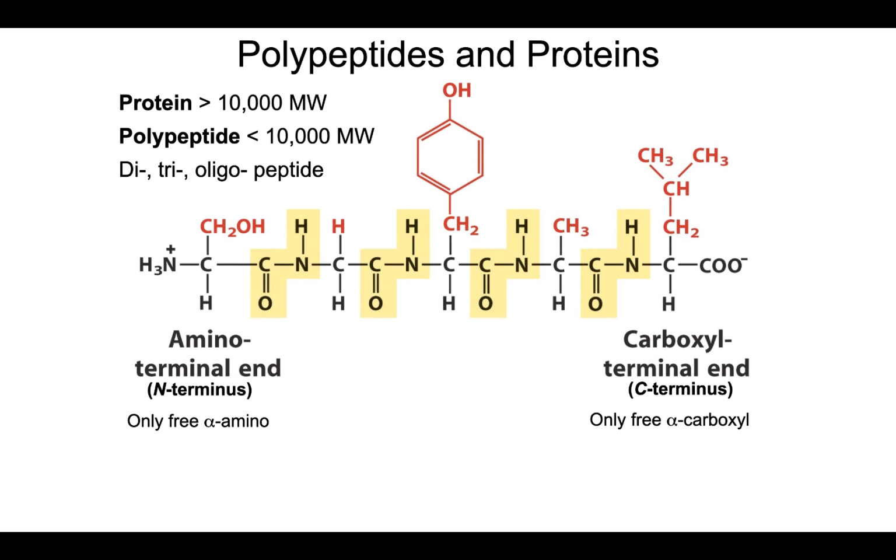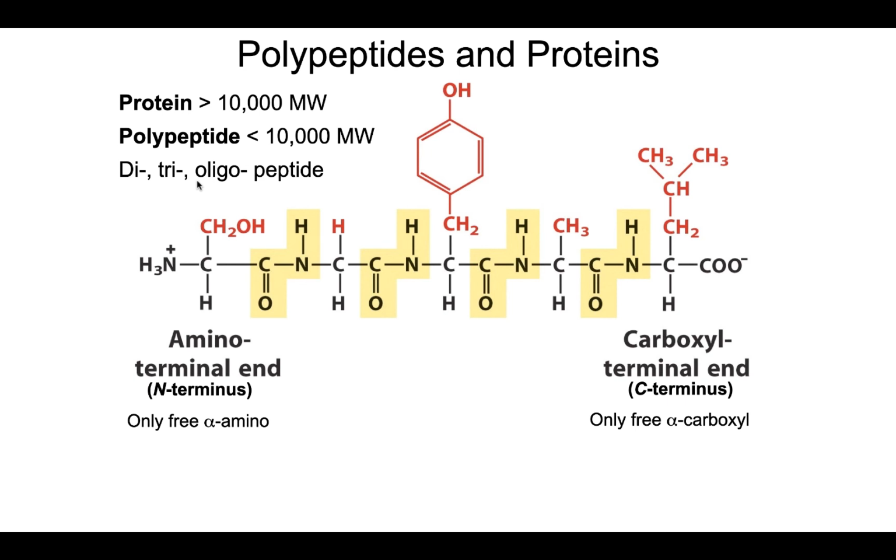Polypeptides and proteins, those two terms are kind of synonymous. You may hear me say either one. Protein is when the molecular weight is over 10,000. Polypeptide, we usually talk about it when it's below 10,000 of molecular weight. If we have two amino acids connected together, we would call it a dipeptide. If three, tripeptide. Oligopeptide is several amino acids connected to each other.